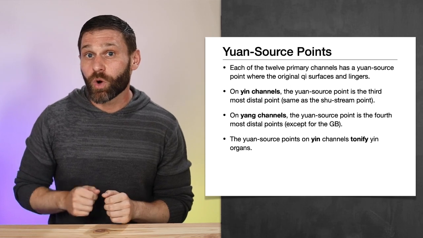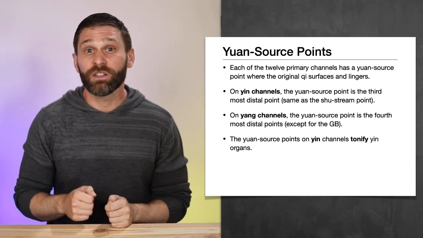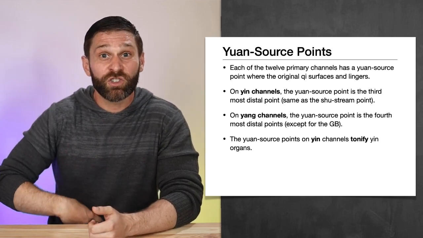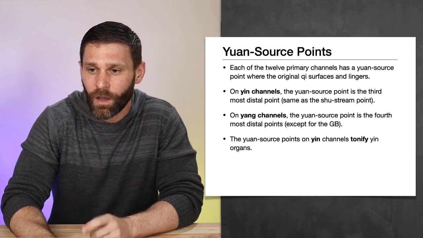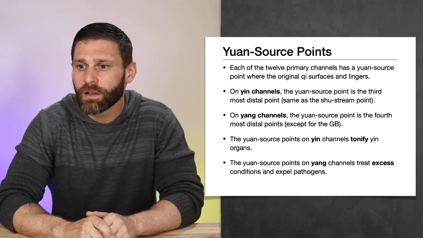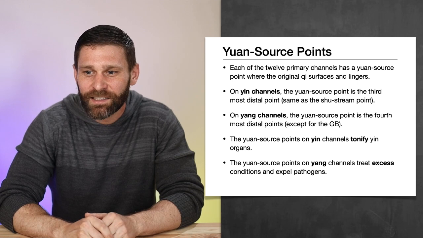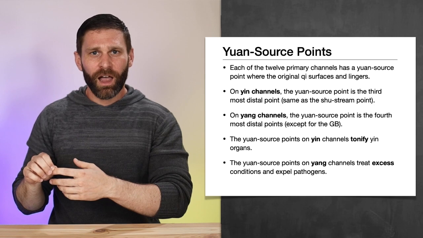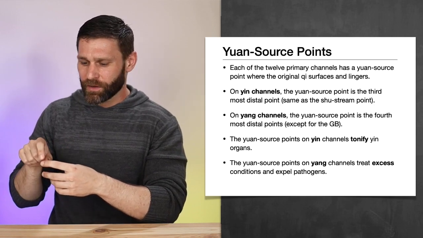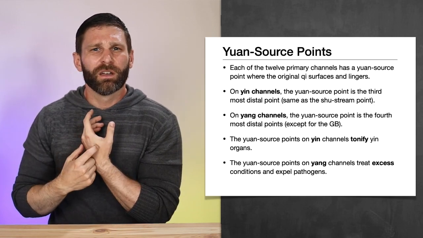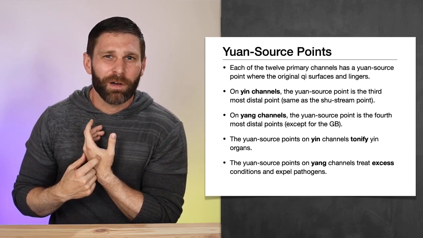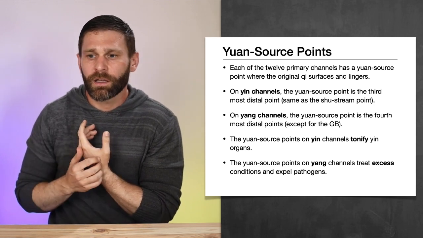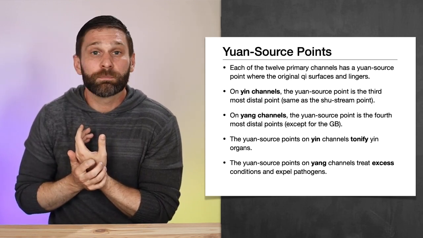On the spleen channel, the Yuan-Source Point is going to be spleen 3. So I can use spleen 3 to tonify spleen qi, things like that. On the yin channels, it's going to go to the organs. But it's going to be different on the yang channels. On the yang channels, they treat excess conditions and expel pathogens. So when we get to LI, we said LI4 is a Yuan-Source Point, LI1, 2, 3, 4. LI4 doesn't really tonify the large intestine. Most people don't have large intestine qi deficiency. That's not a thing. So instead, we're going to use it to expel pathogens.